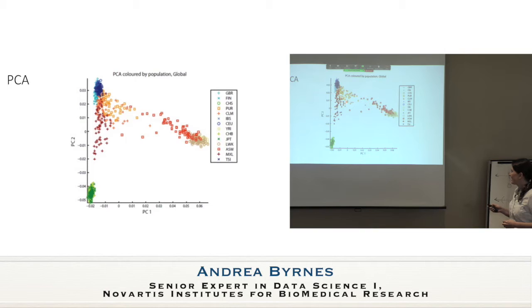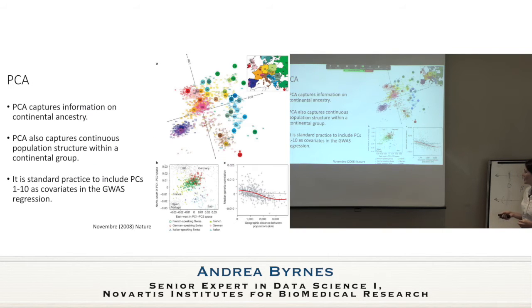Here we still have CEU as the dark blue circles, and so you can identify them here. And then the African cluster starting to be here, and then Asia over here. So as more and more data were collected, you can start to make really cool graphics. PCA captures information on continental ancestry, but it also gives you some idea of the continuous population structure within a group. And so this is all of the European populations.